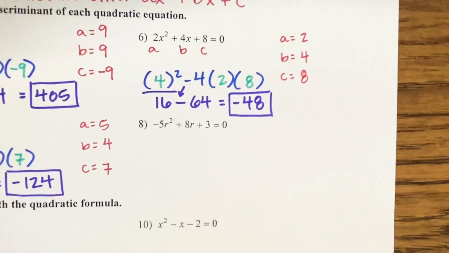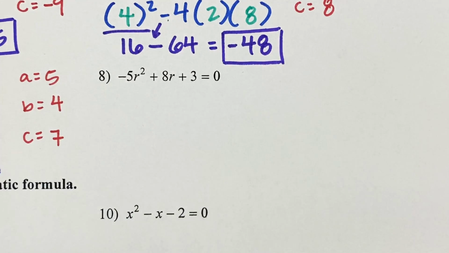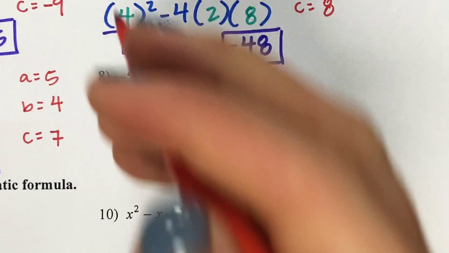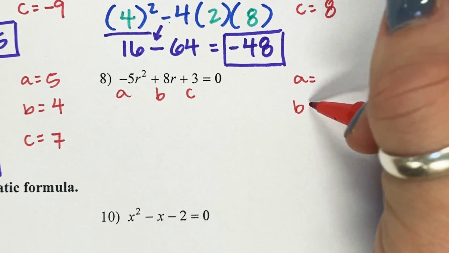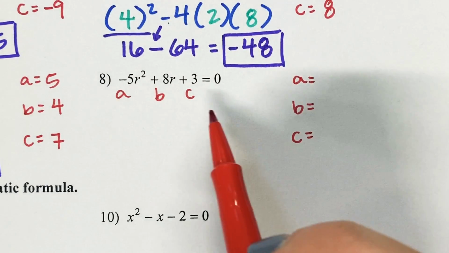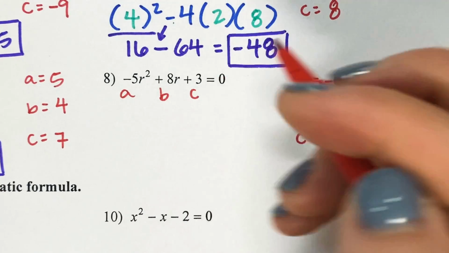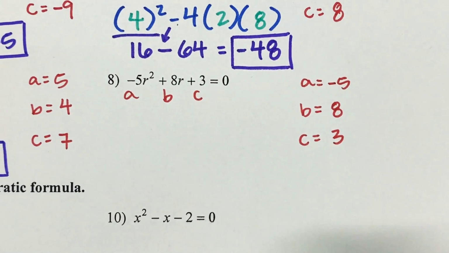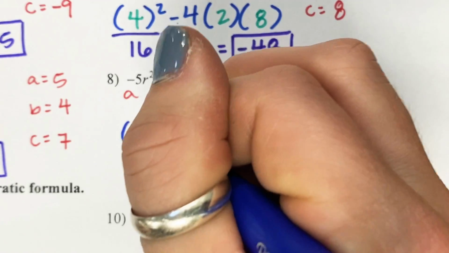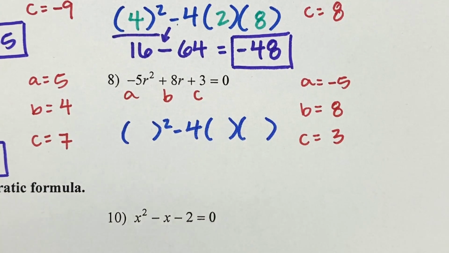Okay, last example where we're just solving for the discriminant. Okay, so I have my A, B, and C. A, B, and C. Okay, so my A is negative 5. B is 8, and C is 3. Okay, so I can go ahead and plug it in where it goes. B squared minus 4 times A times C.